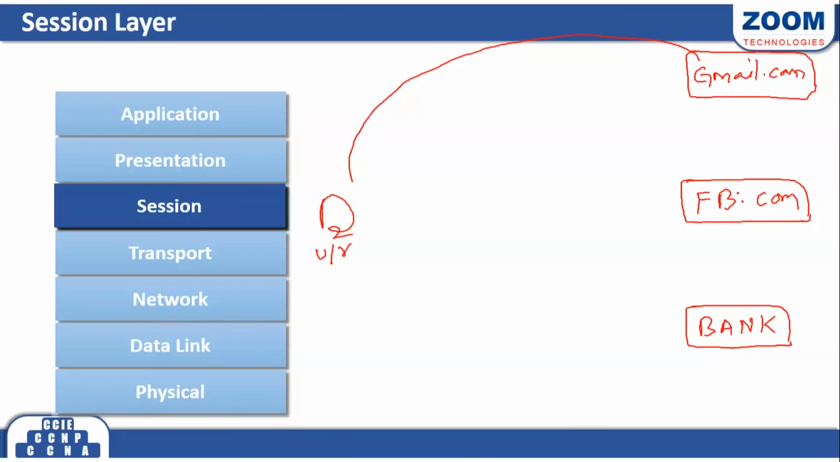Likewise, your Facebook friends list, your blogs, your comments, everything will be on the Facebook server, not on your computer. The bank transactions and bank balance, all the information will be available on the bank server, not on your computer. Right? So how can you utilize that? We need a faster interface application, and you enter your credentials.